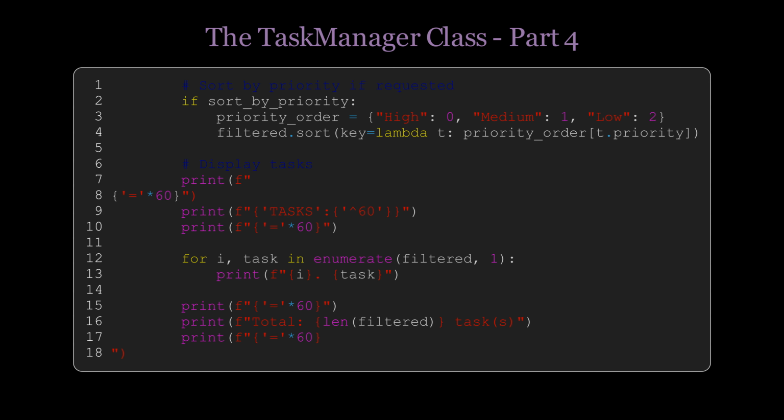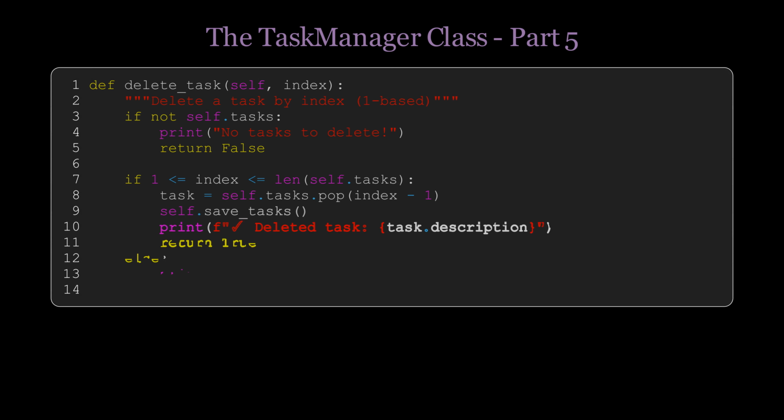Next, we display the tasks with beautiful formatting. We print a line of equal signs. Center the word TASKS using string formatting with caret for center alignment. And another separator. We enumerate through filtered tasks starting from 1, printing each with its number. The task object automatically uses its __str__ method for nice formatting. We close with a separator and total count. The result is a professional-looking task list.